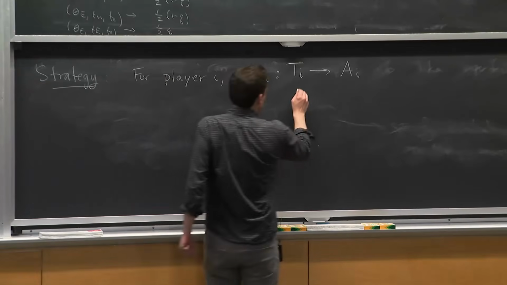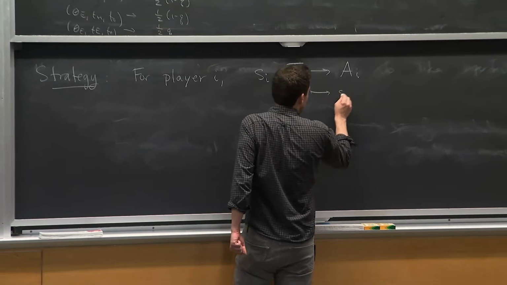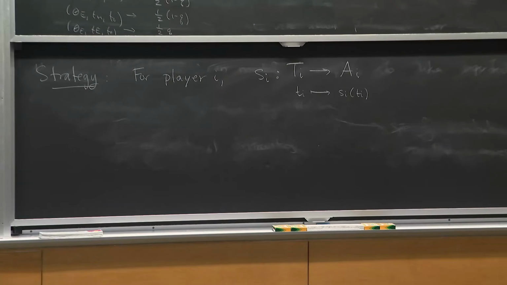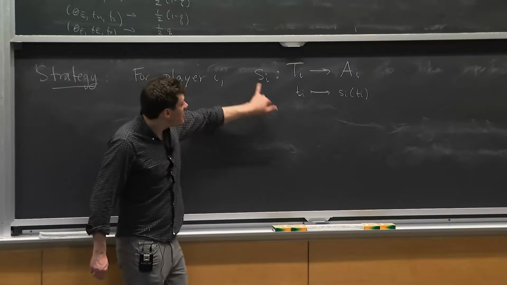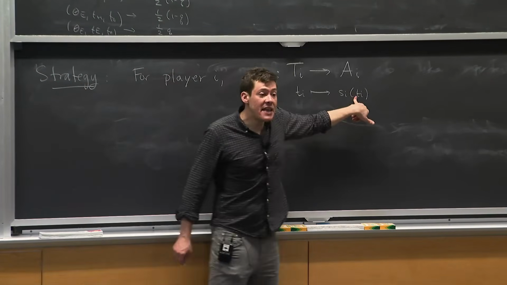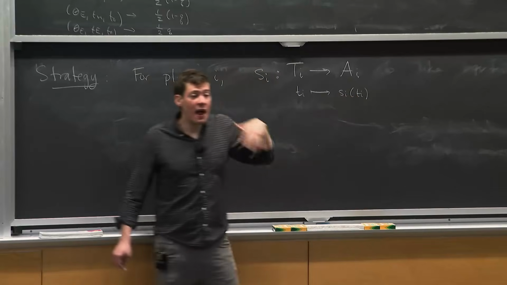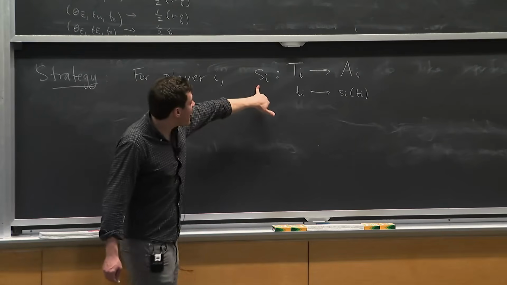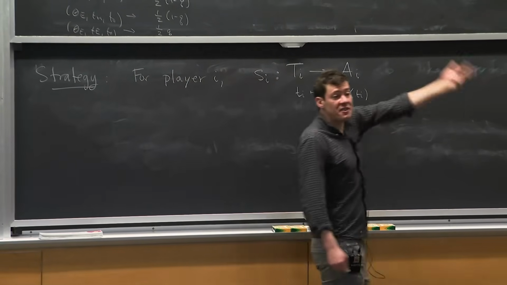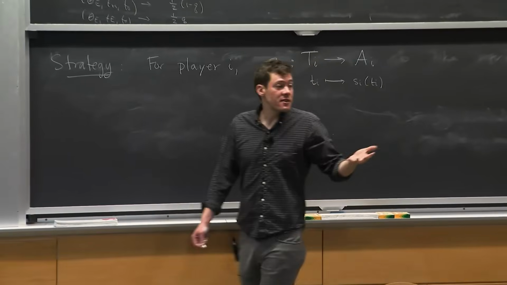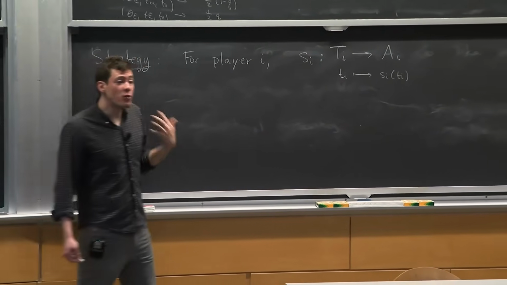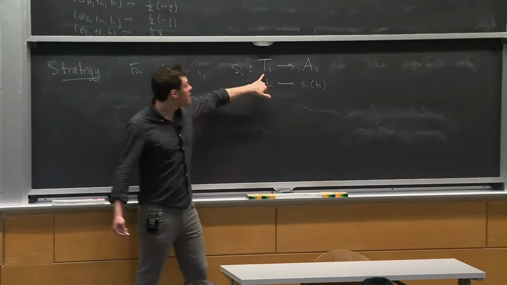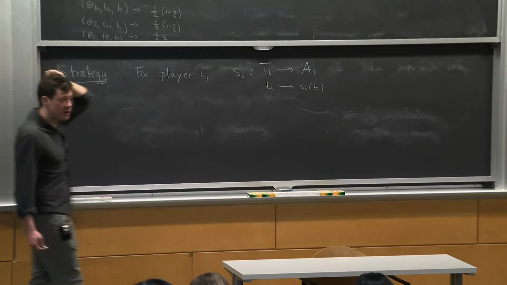Let's visualize it down here. We have some type TI, and that gets mapped to SI of TI. So what this complete contingent plan says is, if I'm player I, if my mental state is TI, this is the action I'm going to take. If I have a different mental state, I can potentially take a different action. My strategy can't depend on the mental states of anyone else or on the state of the world, the state of nature, because I don't observe those things. All I know as player I is my mental state. So the only thing I can condition my action on is my own mental state. And that's exactly why this function depends on my mental state, but on no one else's mental state.